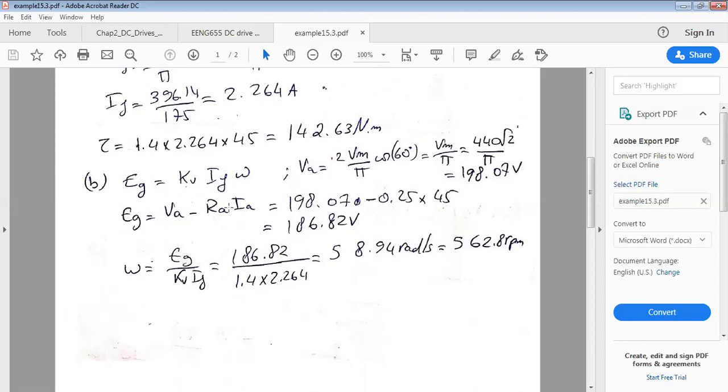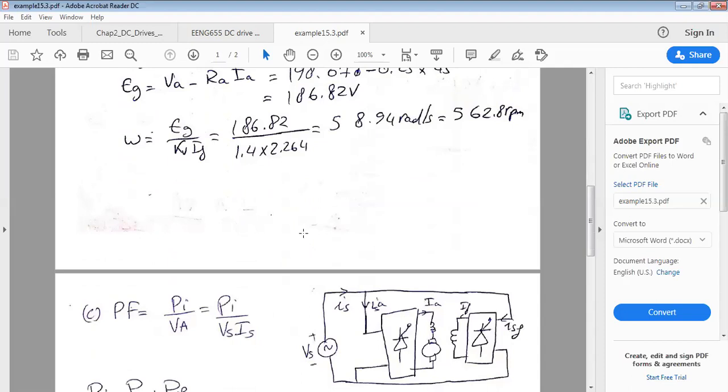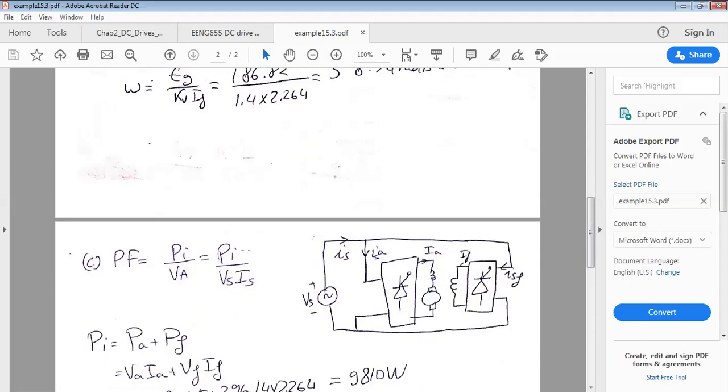So I have VA, IA is given at 45 amperes, and RA 0.25 ohm, and I find that EG equals 186.82 volts. And now I can calculate the speed in radian per second. It's EG over kV times IF, and that gives 58.94 radian per second equals 562.8 RPM. And this is a low speed for motors. Now we move to part C. We have the torque and we have the speed, and we need to find the power factor of the drive.